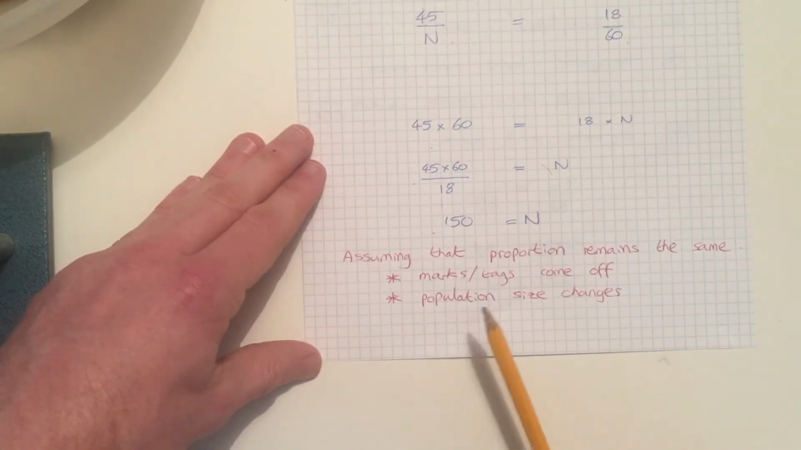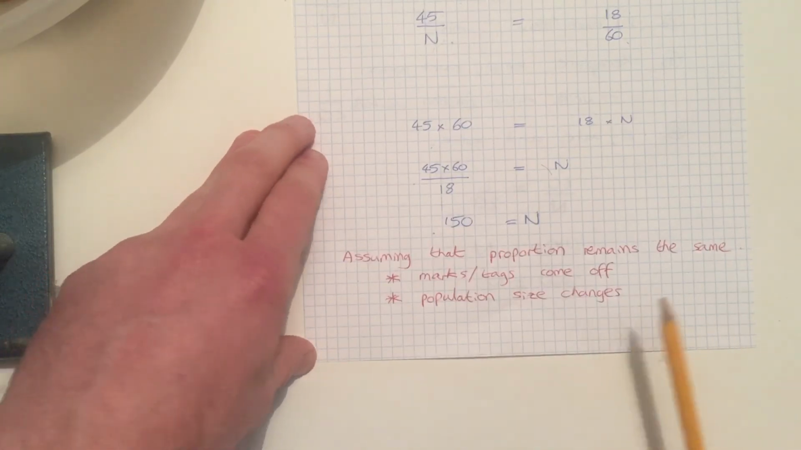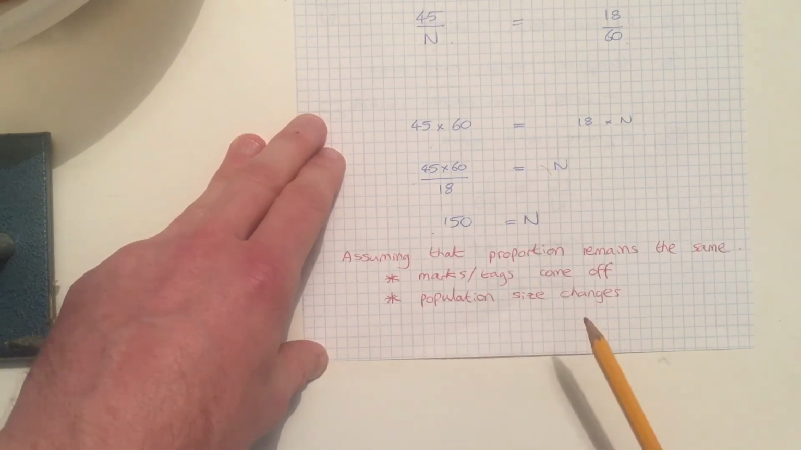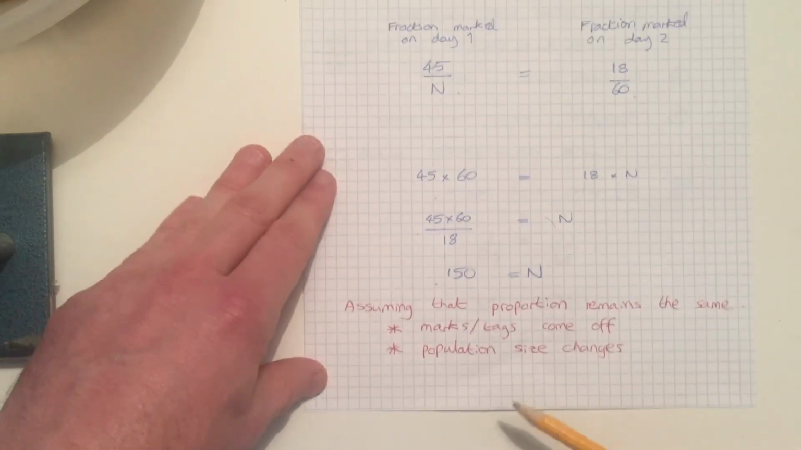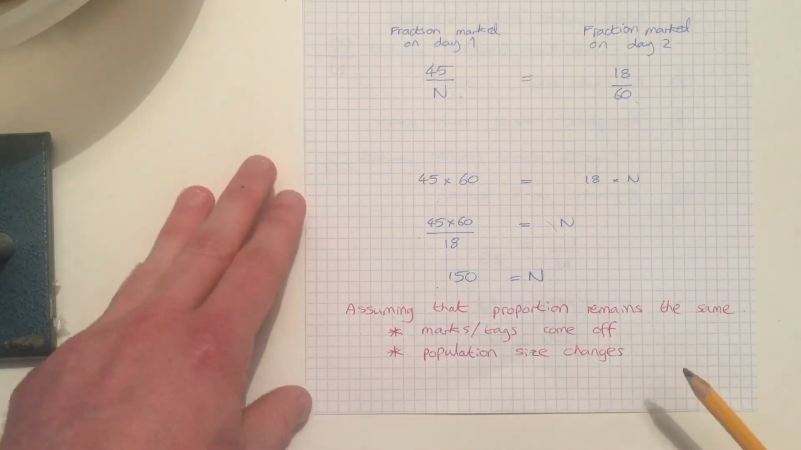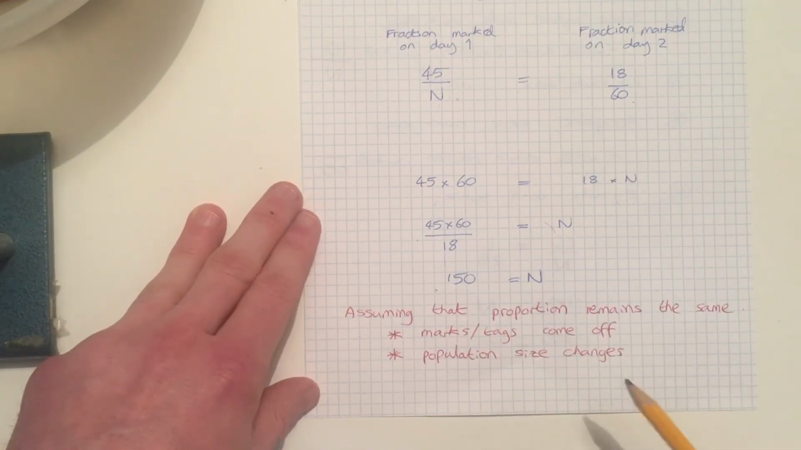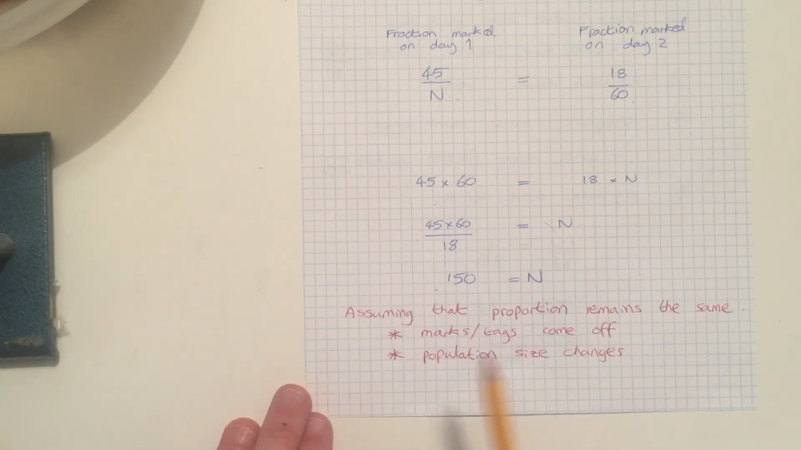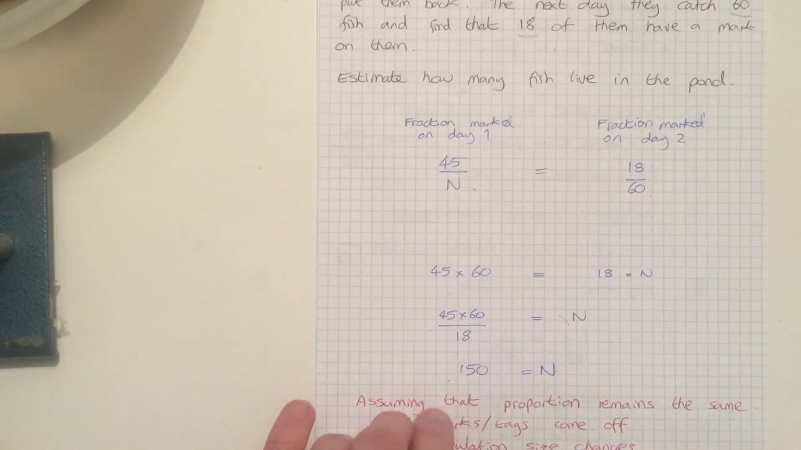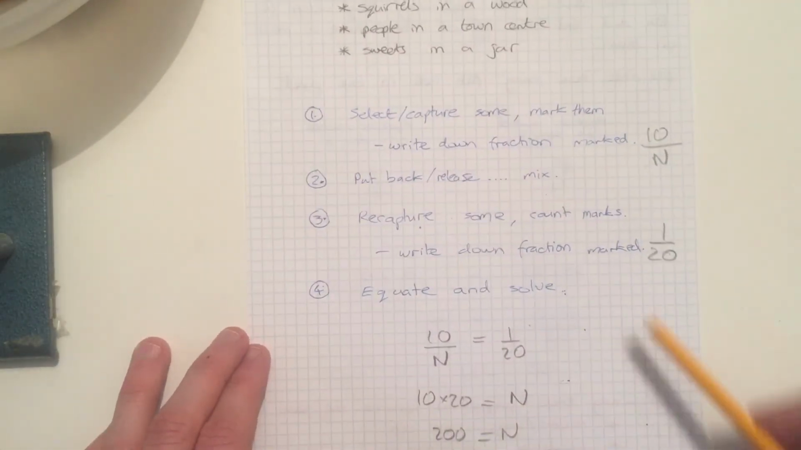So we're assuming that the proportion remains the same, that the marks and tags haven't come off, and the population size hasn't changed. There haven't been any more fish born, or none of the fish have died, or anything like that that might change the populations. So these are our assumptions that mean that these two things are the same. So there we go. That's how we use the capture-recapture technique.